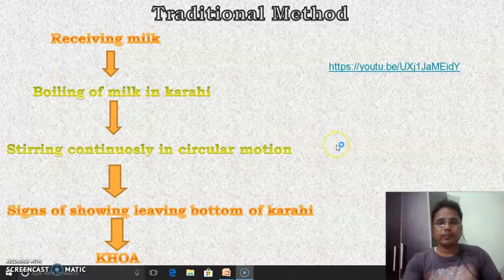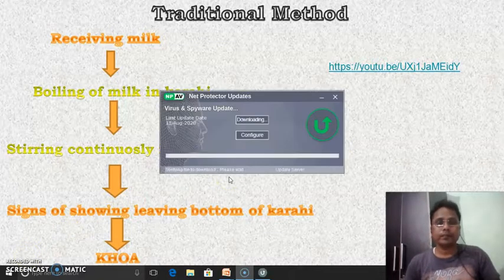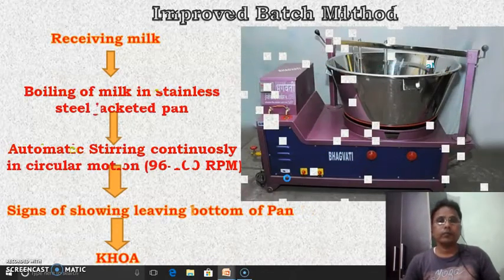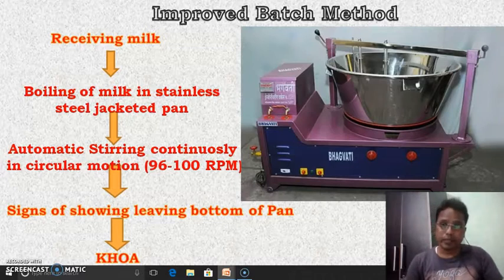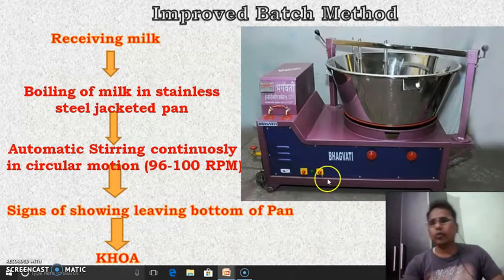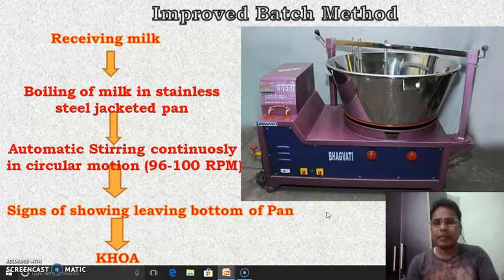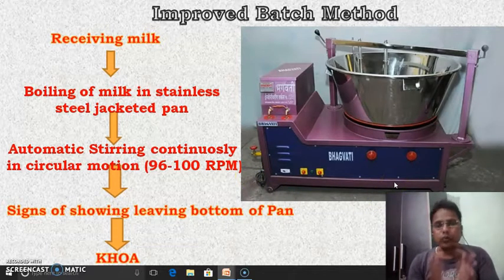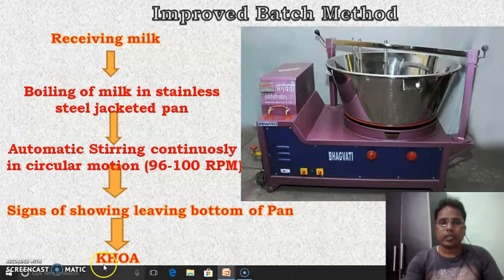Next method is the improved batch method. This method is also similar to the traditional method. Just in this method, the traditional wood fire is not used as a heating medium. In this, LPG gas is used as a heating medium, and the methods are quite the same.